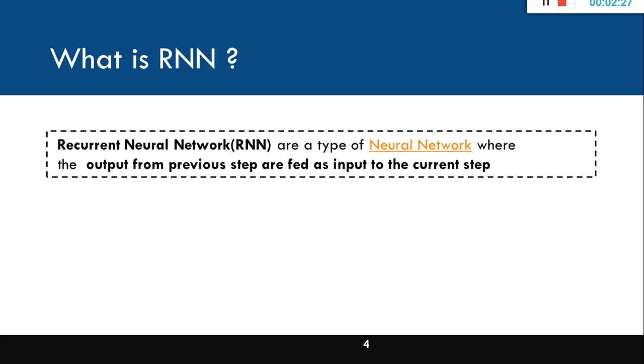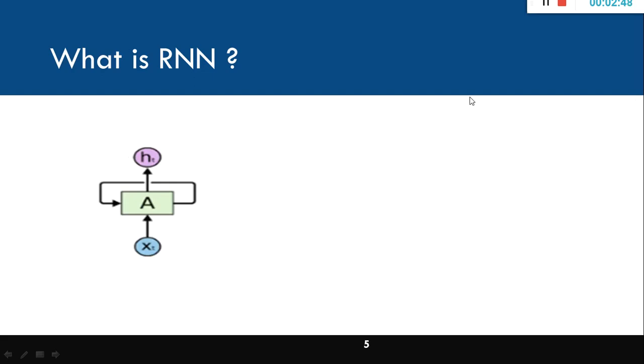So what is RNN? A recurrent neural network is a type of neural network where the output from previous steps are fed as input to the current step. So what does RNN do? Okay, let me just come here. So just look at this. This is an old school representation. Right, so what does the RNN do?